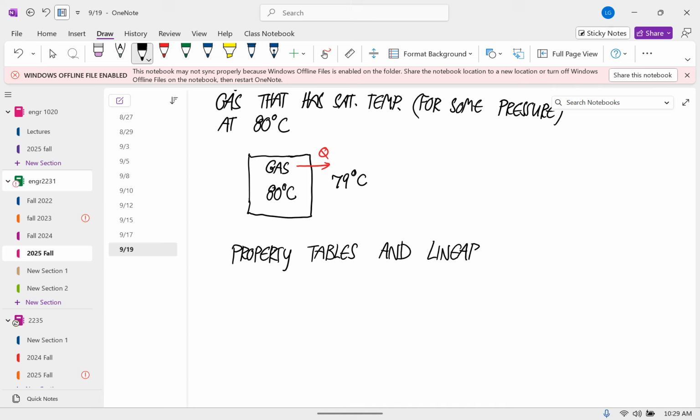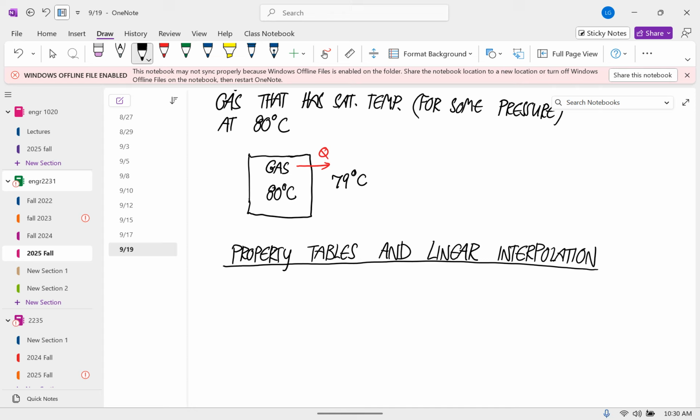Going along with using property tables is linear interpolation. Property tables are compiled results for individual materials, individual substances, that let you specify two properties if it's not at saturation, or specify one property if you are at saturation, and from that, look up all the other properties that go along with that.